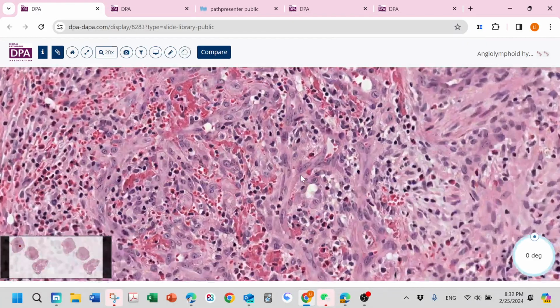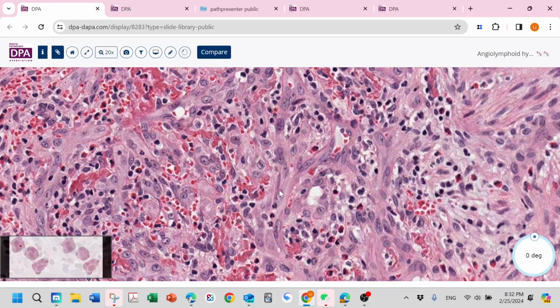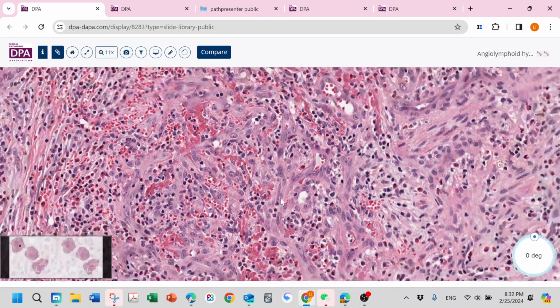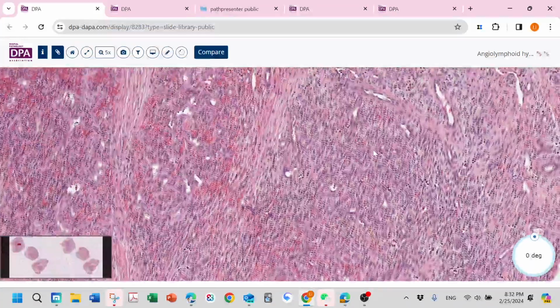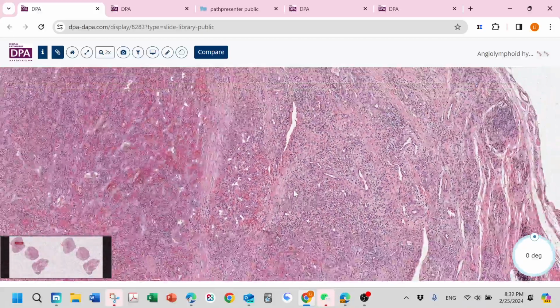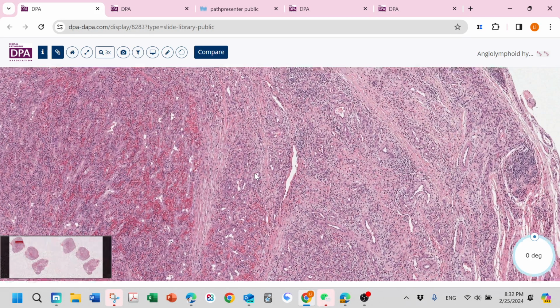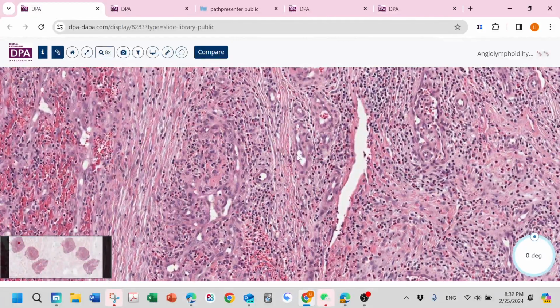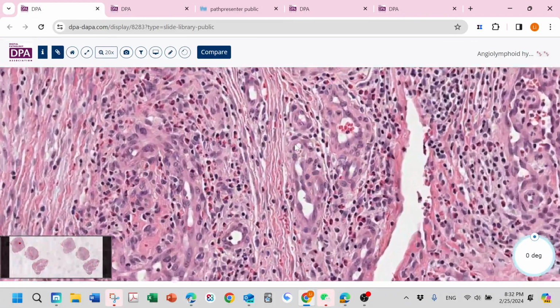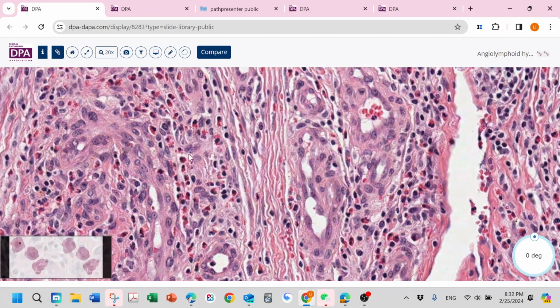See, the endothelial cell cytology is kind of plump. They look bigger, not like regular endothelial cells. So this case is really classic: a big vessel, small vessels trying to form a lumen but not really succeeding, and then plump endothelial cells, with tons of eosinophils.